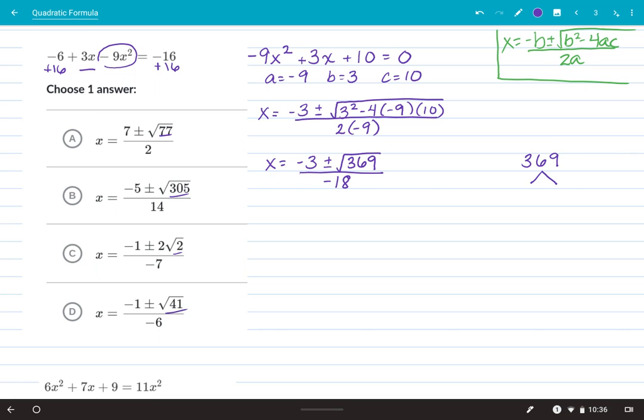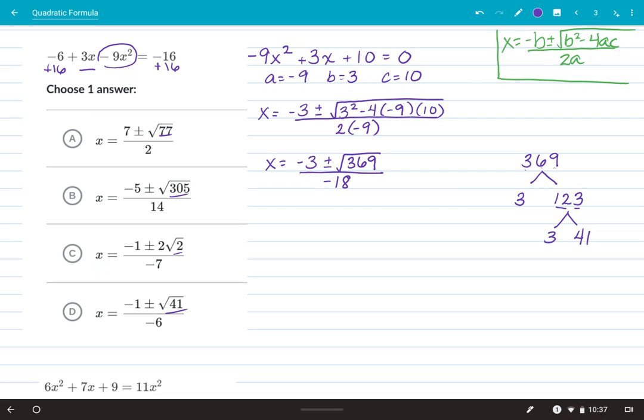I see all of these numbers here, you can divide them all by 3. So I'm going to do that. 369 divided by 3 gives me 123. And I know that these numbers can also be divided by 3, so I'm going to do that again. And here we get it.